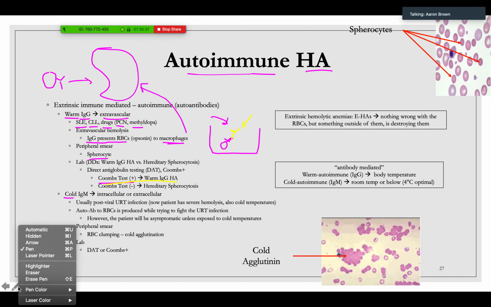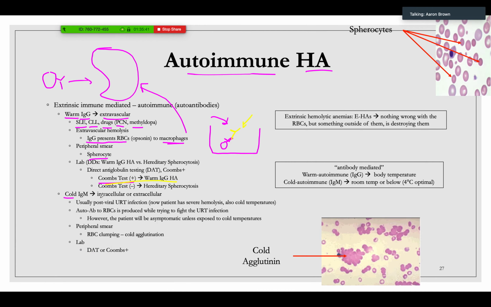Cold hemolytic anemia is going to be either intravascular or extravascular. It can happen in the vessels. It can happen in the spleen as well. This is usually going to be post-viral upper respiratory tract infection. Think about your Mycoplasma pneumoniae. They can present with this. Autoantibody to red blood cells is produced while fighting the upper respiratory tract infection, by accident.